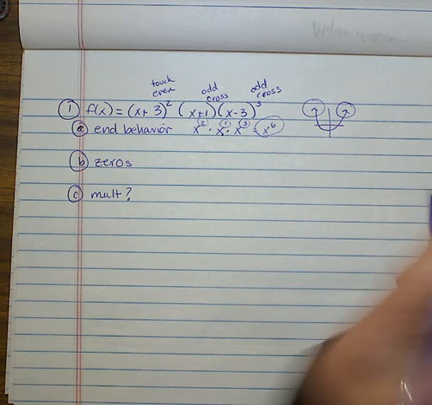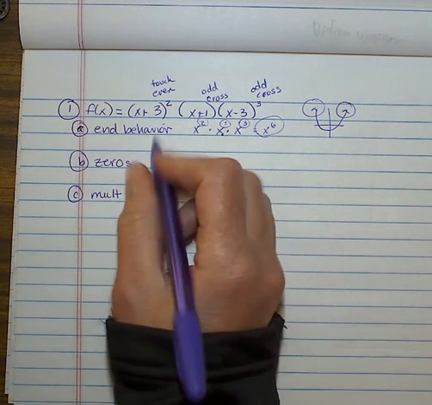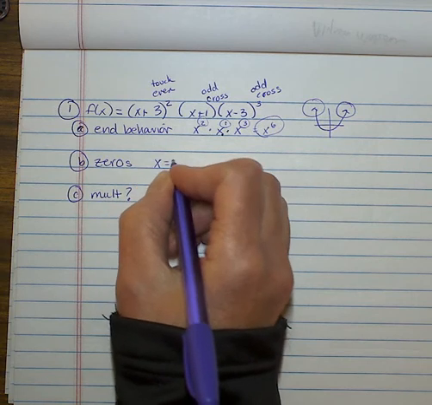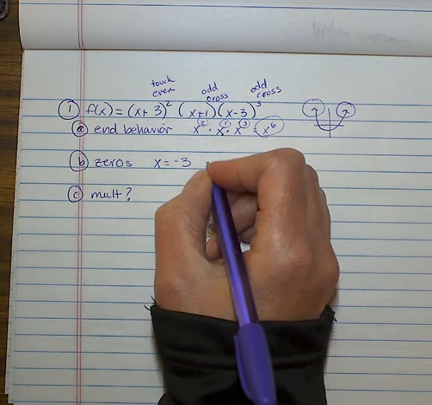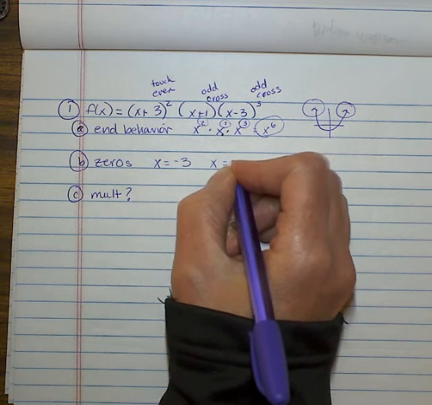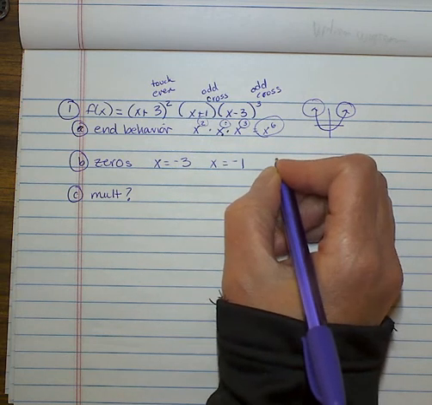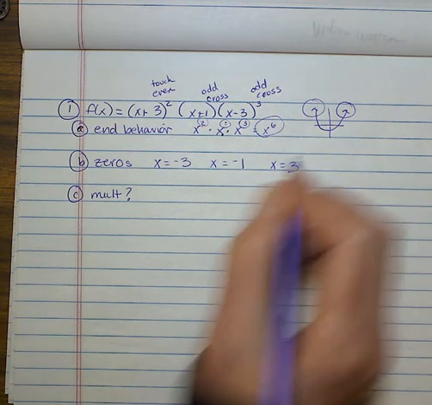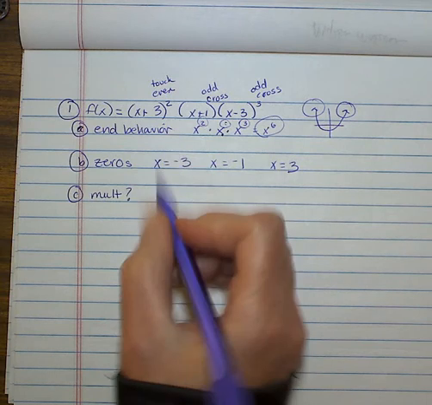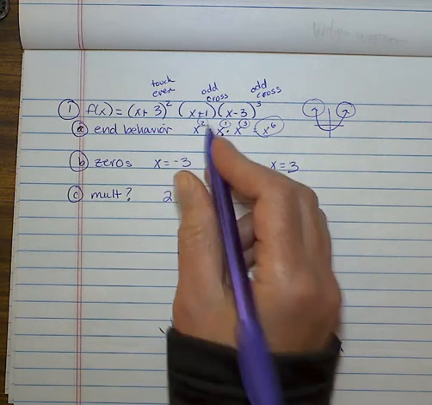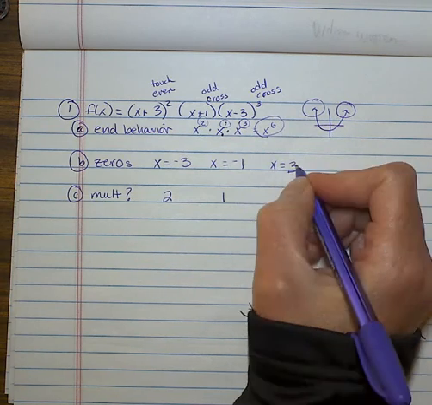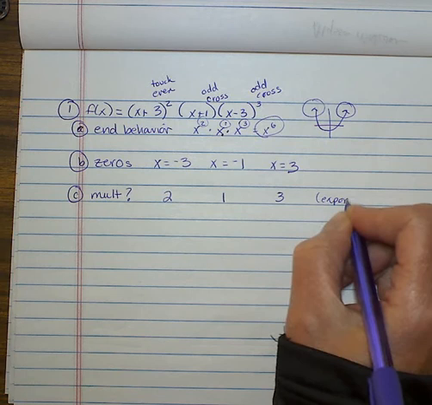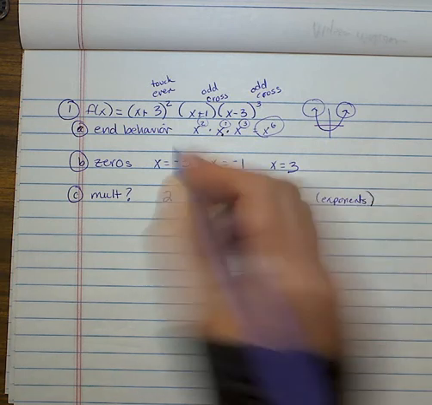Okay, we need to find our zeros next. The first term would tell us x equals negative 3. The second term would tell us x equals negative 1, and the third term would tell us x equals 3. Now the multiplicity here, you have negative 3 2 times, you have negative 1 1 time, you have a positive 3 3 times, and here you're looking at your exponents as it relates to each of those terms.